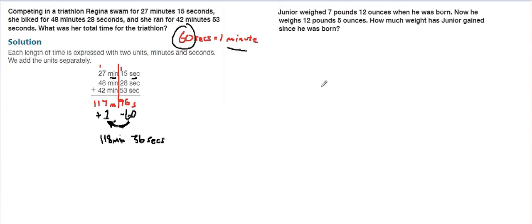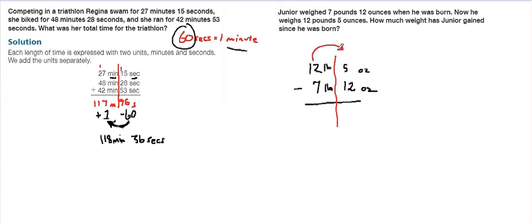Junior weighed 7 pounds, 12 ounces. Now he weighs 12 pounds, 5 ounces. How much has his weight changed, gained? Change is difference, subtraction. And he's always going to weigh more later than he did at the beginning. But it doesn't always happen that this unit over here is bigger on top. How do I take 12 away from 5 as I work on this? Borrowing. We've worked on this before.